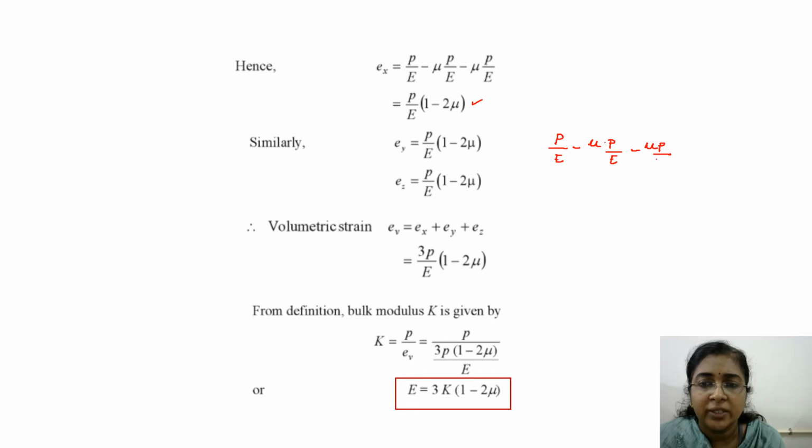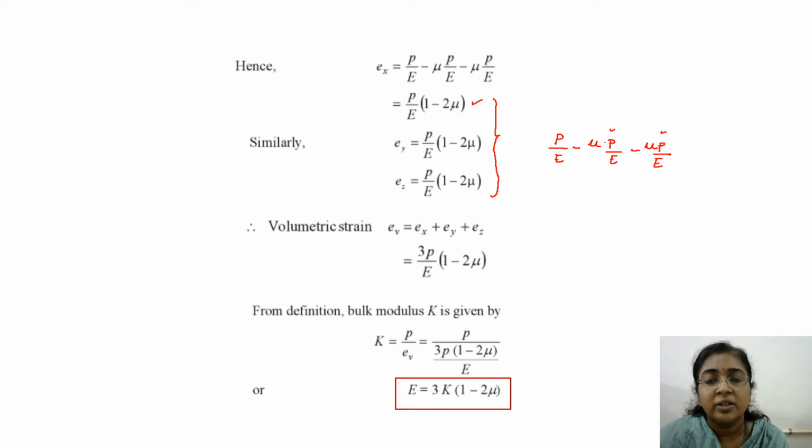This is due to the stress in x direction as well as due to the stress in z direction. So we can write it as P by E into 1 minus 2 mu. Then same is the case for the strain in z direction also. So the total strain, which is the sum of the strains in three mutually perpendicular directions, that is Ev, is equal to Ex plus Ey plus Ez. We can add these three to get the volumetric strain, which is 3P by E into 1 minus 2 mu.